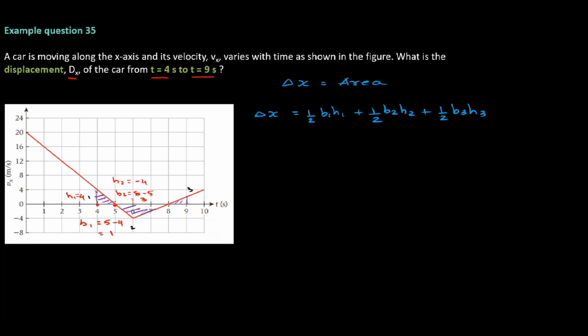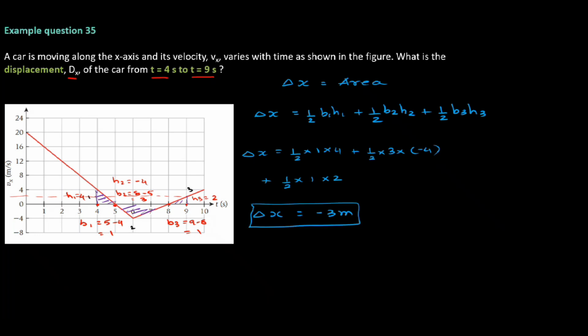Then for the third one, you're going from 8 to 9. So B3 will be 9 minus 8, which is 1. And the height, it's in between 0 and 4. So we can take that height to be 2. Now substitute. You get delta x equals half times 1 times 4 plus half times 3 times negative 4 plus half times 1 times 2. And when you solve this, you get your displacement delta x to be equal to negative 3 meters.